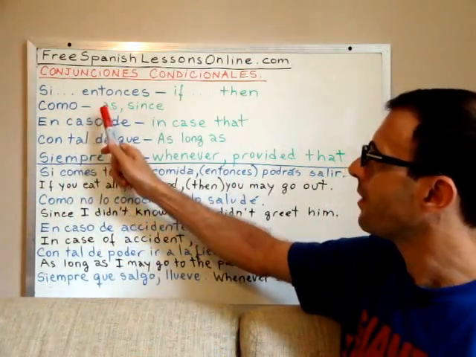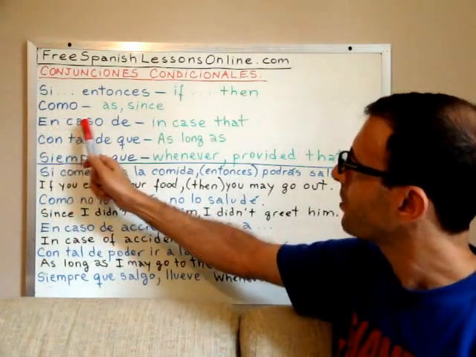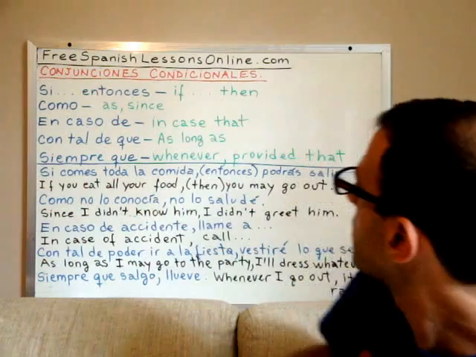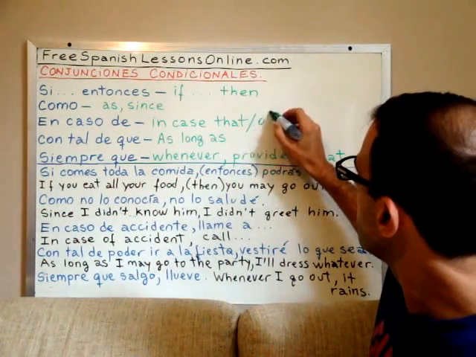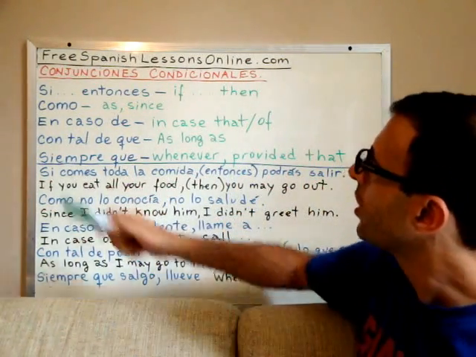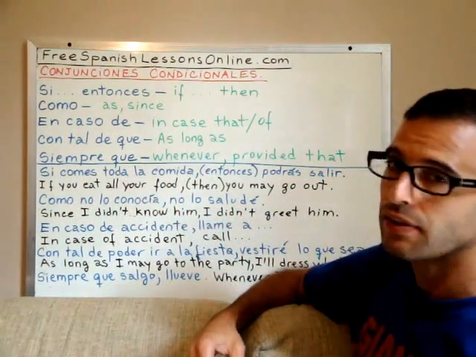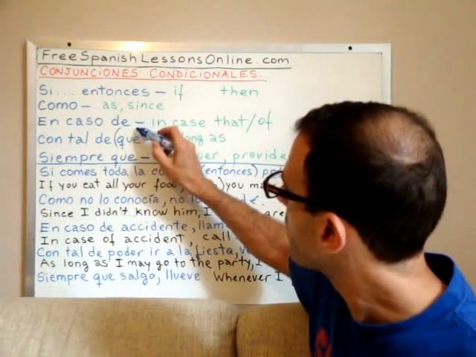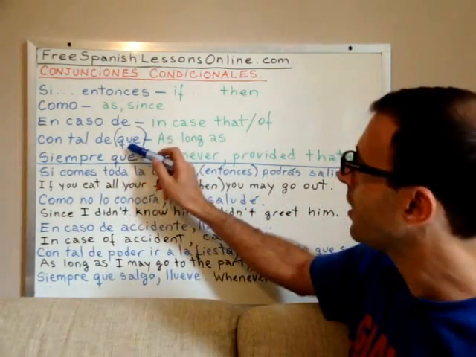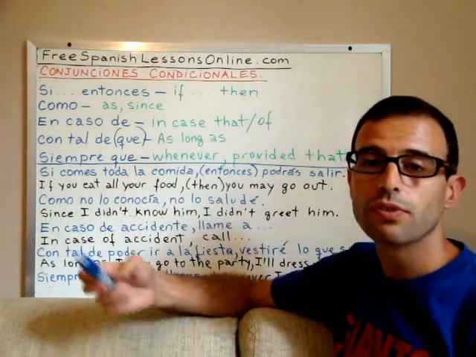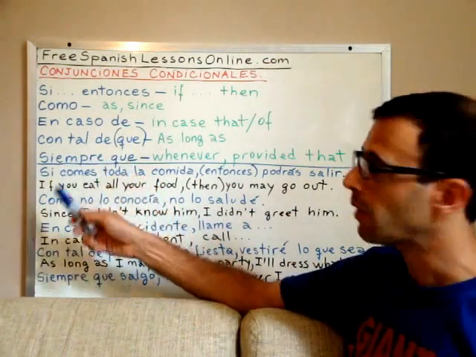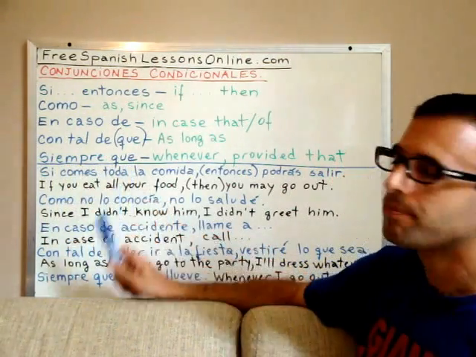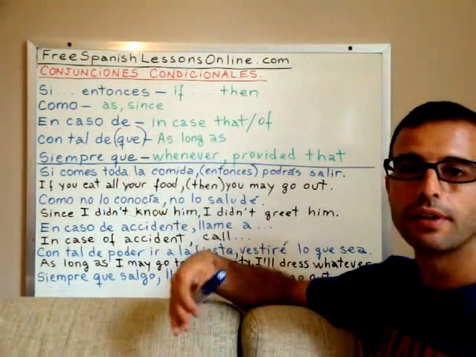Como, as or since. En caso de, in case that or in case of. Con tal de que, as long as. And actually we can include the que or omit it, and that will change the structure of the sentence, and I will show you that later in the example. Siempre que is whenever or provided that.